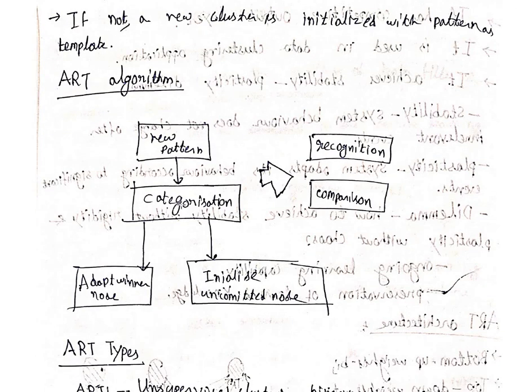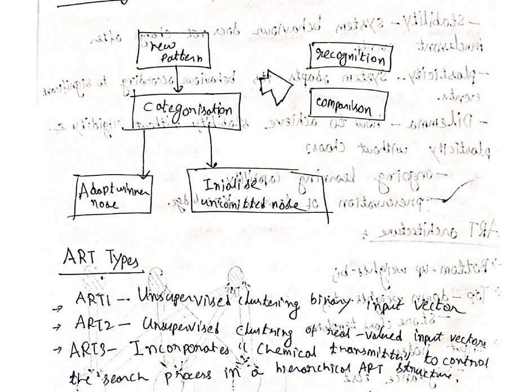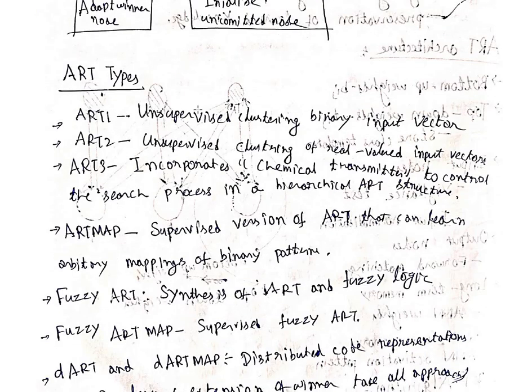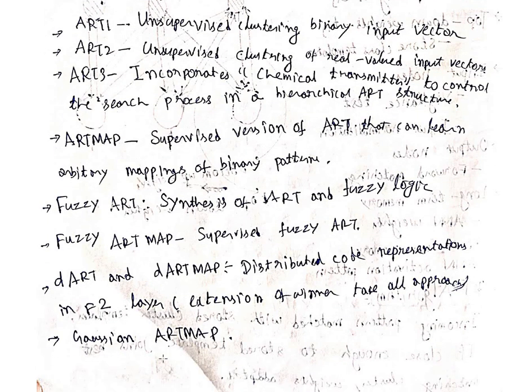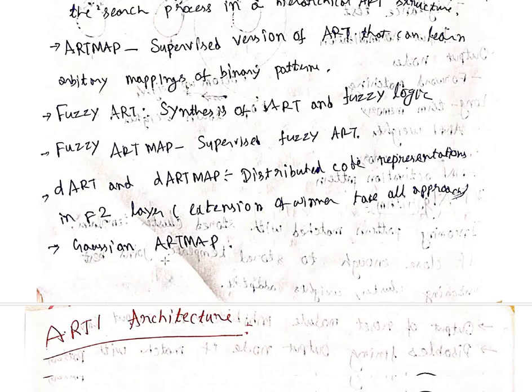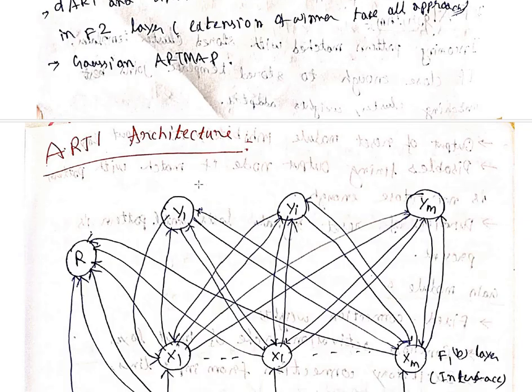So the algorithm is like this: we have a new pattern. It categorizes it, and if it's nearly close to some other already available pattern, that is taken as the winning node. It compares, recognizes and follows that pattern. If not, it initializes a new node and proceeds with that. ART types are ART1, which is unsupervised clustering with binary input vectors; ART2, unsupervised clustering of real-valued input vectors. We have ART3, ARTMAP, Fuzzy ARTMAP, DARTMAP, and Gaussian ARTMAP. These are the types of ART algorithm, adaptive resonance theory.